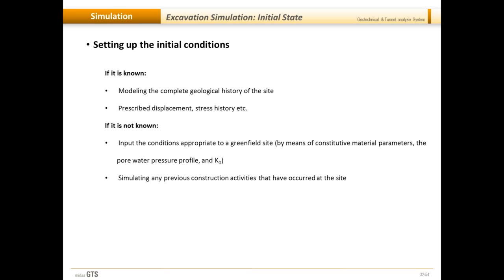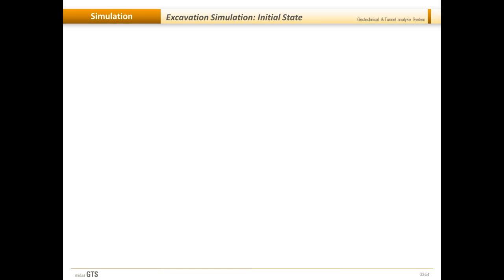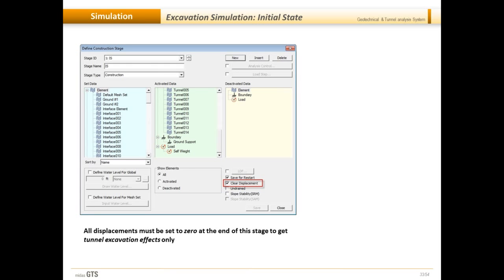Sometimes there are no previous excavations, so you can set the initial condition with all these basic parameters, let all the deformation occur, and then set those deformations to 0, so that you can focus on how much deformation or stresses just your tunnel excavation activity would cause onto the soil strata. So for this, when you are defining the construction stages, your first stage or the initial stage, you must set it to clear all the displacements.